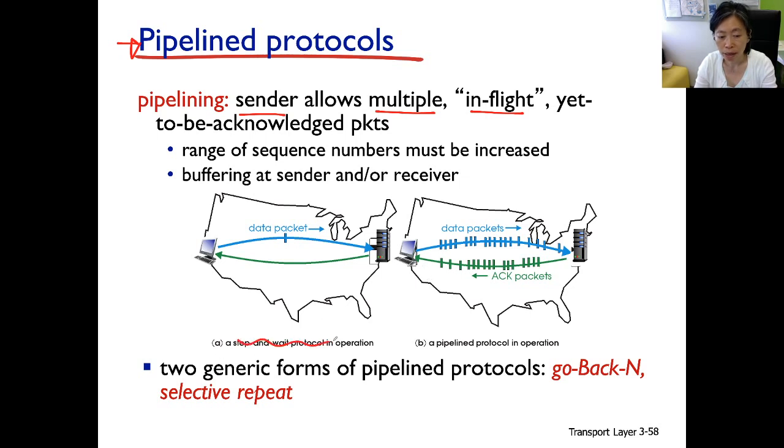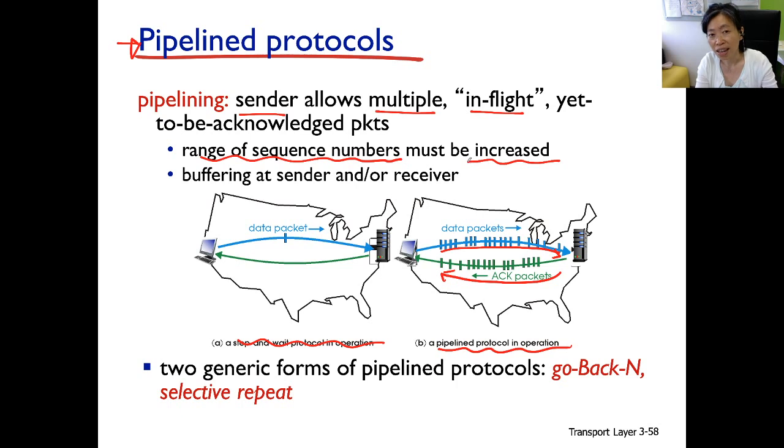So this one on the left is stop and wait. This one on the right is the pipeline RDT. So we see multiple data packets go, not yet acknowledged, and their acknowledgements will come back in a sequence, in a round to the sender. So a range of sequence numbers needs to be increased.